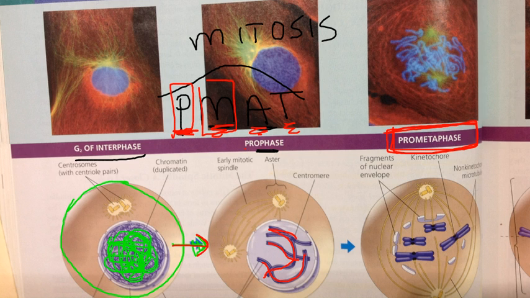You'll also notice that the spindle apparatus is beginning to take a little bit more form. If you compare it to interphase, where you have the centrioles, well, the centrioles now are beginning to form their microtubules, or their asters. These microtubules play a very important part in helping to organize the DNA that is in the nucleus. It helps to organize the DNA, and it's going to later on help to separate the copy DNA from one cell to another.